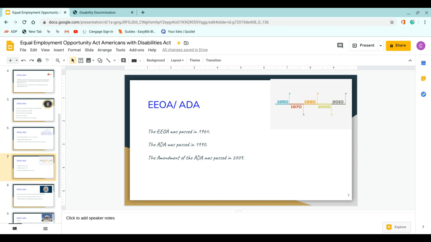The Equal Opportunity Act was passed in 1964. The Americans with Disability Act was passed in 1990. And the amendment of the Americans with Disability Act was passed in 2009. The amendment was passed to clarify the definition of disability and clarify the reasons that you can be discriminated against because of your disability.